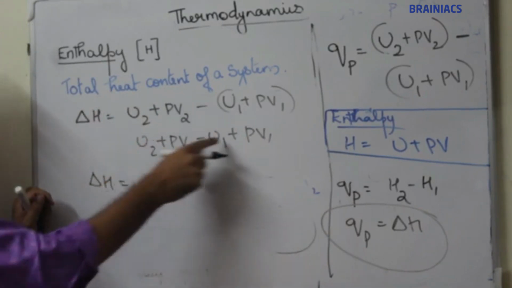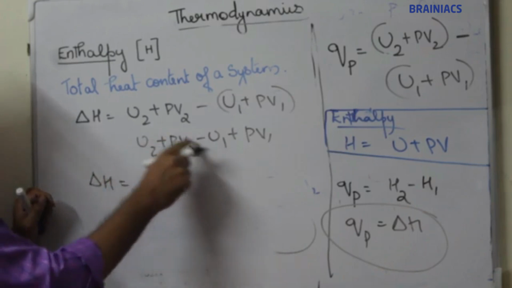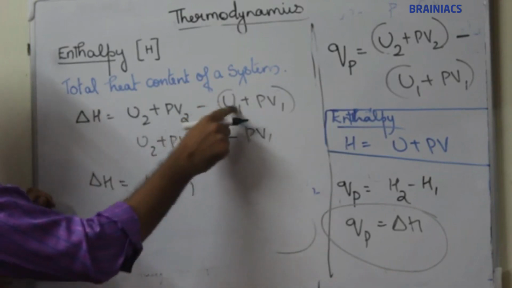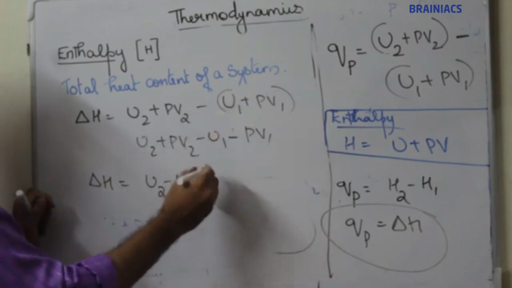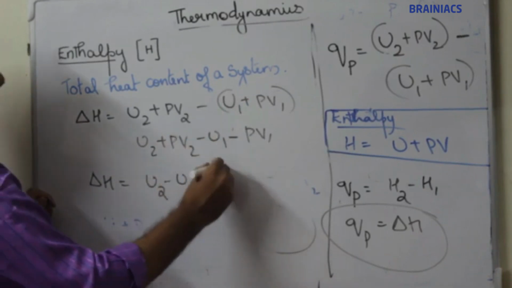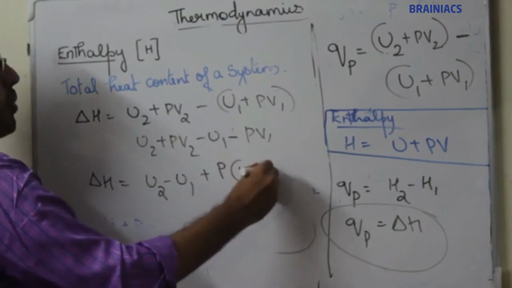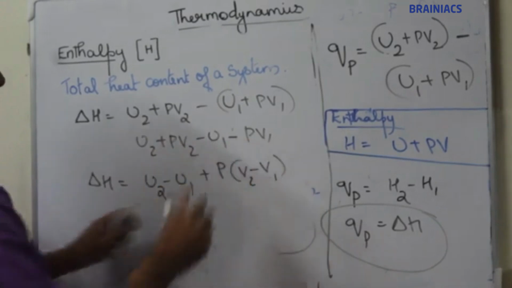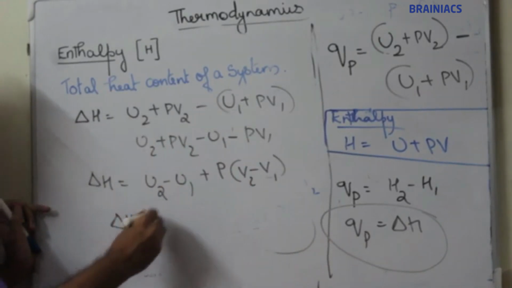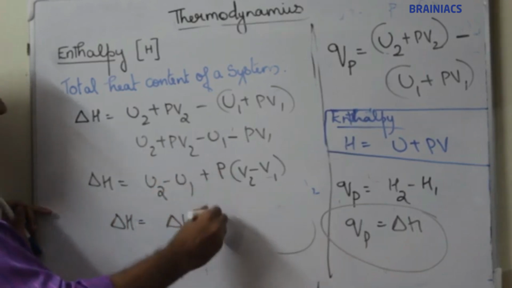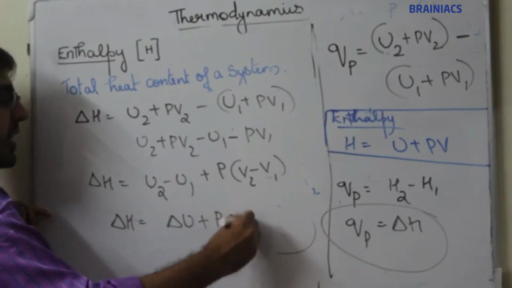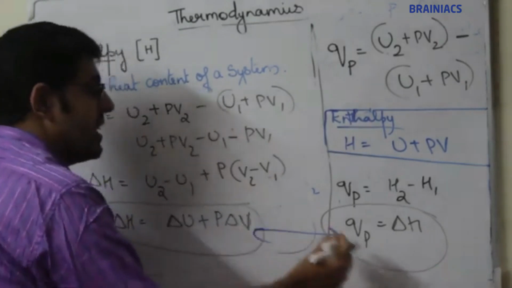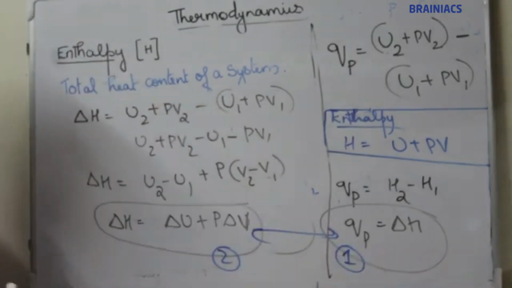Now delta H is equal to, taking the U terms, U2 minus U1, plus P into V2 minus V1. I am taking P outside from these two. That is, delta H is equal to U2 minus U1, delta U, plus P into V2 minus V1, delta V. So these are the two equations to calculate enthalpy.